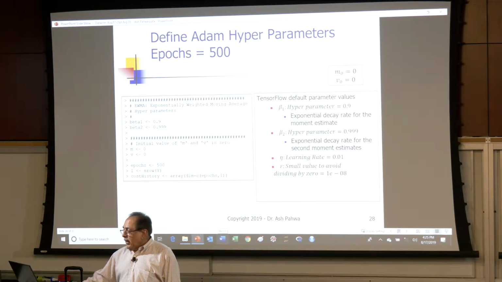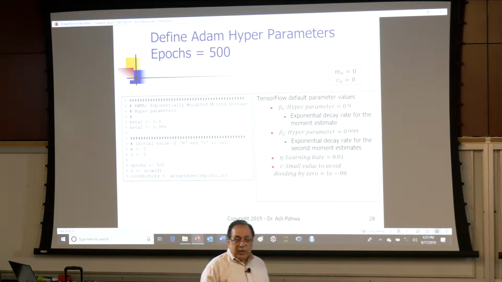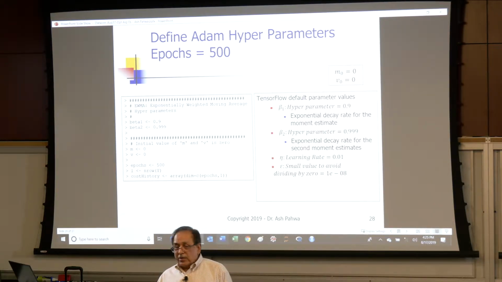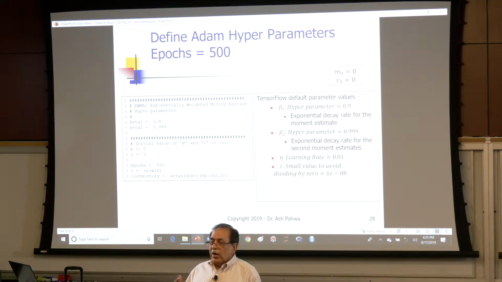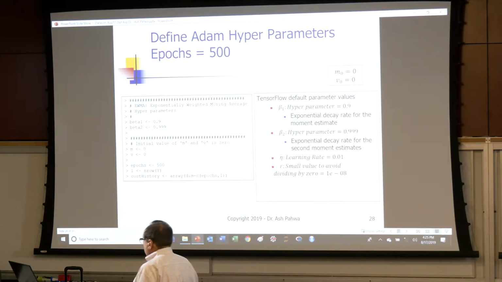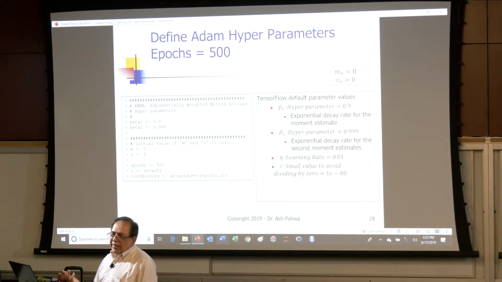So, now let us show you some results. The issue is this: if Adam is better, then it should converge faster. Okay. So, now I am going to run a model here, which is again simply written in R.